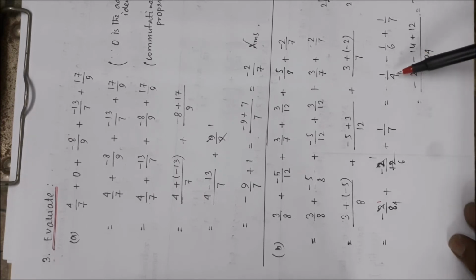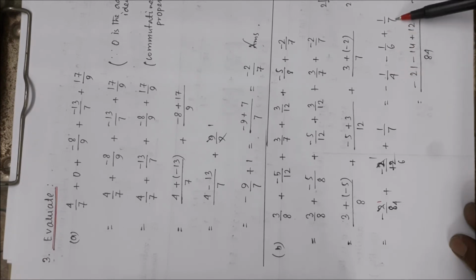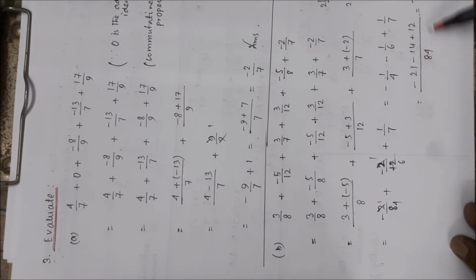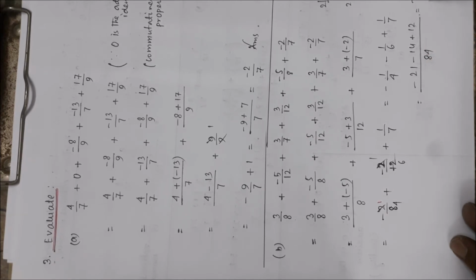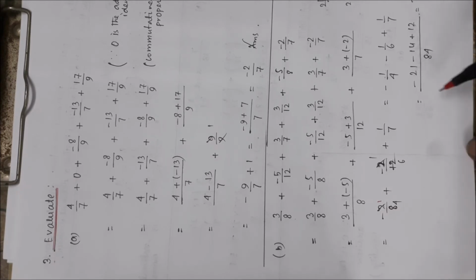So finally you are getting minus 1 by 4, minus 1 by 6, plus 1 by 7. 4, 6, 7. If you find out the LCM, LCM will be 84. So 84 divided by 4 is equal to 21. 84 divided by 6 is equal to 14. 84 divided by 7 is equal to 12. If you simplify this, add these two because they have the same sign, and then simplify, you will get minus 23 by 84.